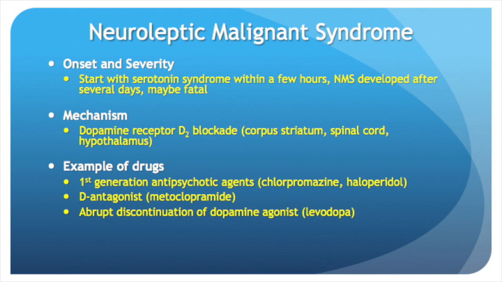Neuroleptic malignant syndrome is another very important DINC. Initially, serotonin syndrome develops within a few hours after the introduction of the medication. NMS will develop after several days. NMS may be fatal. The mechanism includes dopamine 2 receptor blockade at the corpus striatum, spinal cord, and hypothalamus. Examples of drugs that can cause NMS are first-generation antipsychotic agents, D2 antagonists, and abrupt discontinuation of dopamine agonists.